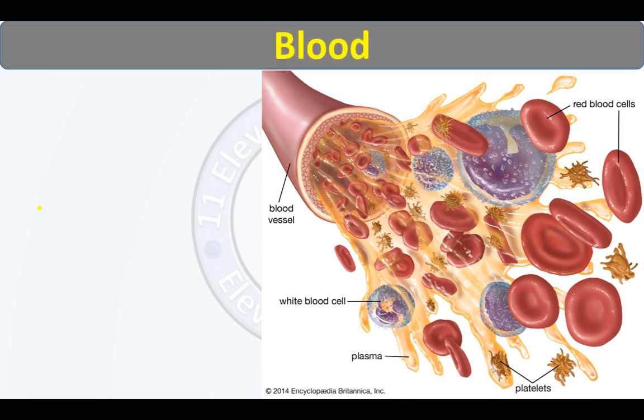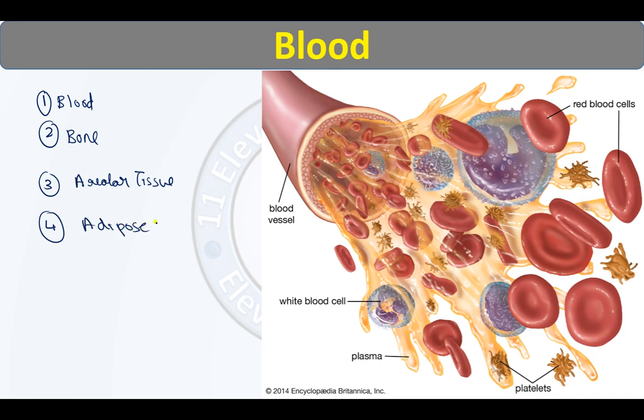Now let us see the first connective tissue that is given in our textbook, that is blood. We are going to see only the examples that are given in our textbook. The first one is blood. The second one is bone. Then we have areolar tissue. And the fourth one is adipose tissue. These are given in our textbook.